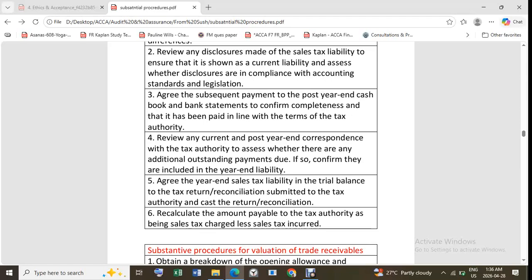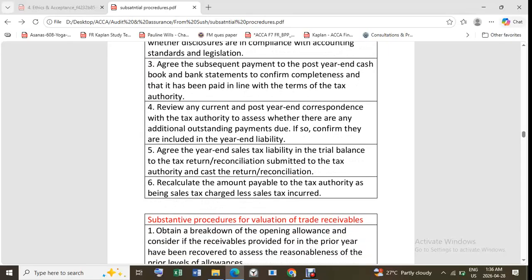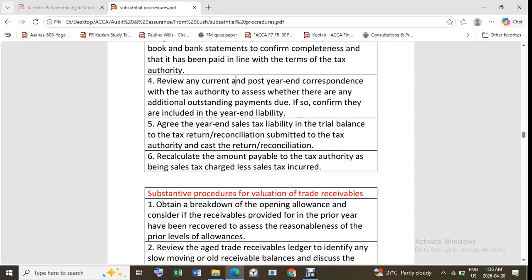Agree the year-end sales tax liability in the trial balance to the tax return reconciliation submitted to the tax authority, and cast the return reconciliation. It ensures that the financial statement equals the tax filing. It prevents mismatch and manipulation. Then recalculate the amount payable to the tax authority as sales tax charged less sales tax incurred. So it confirms the accuracy.